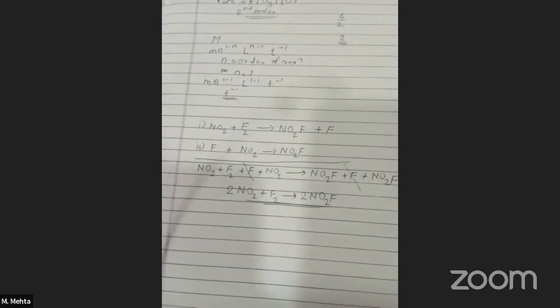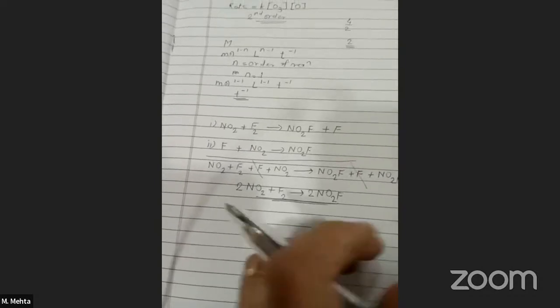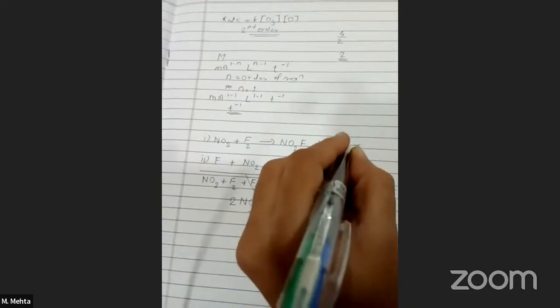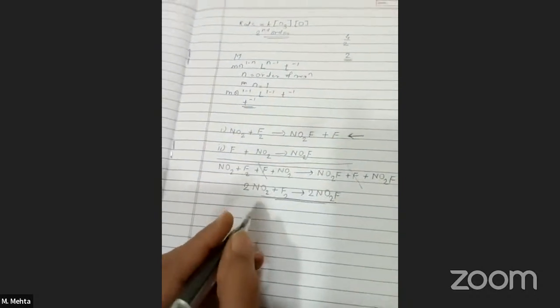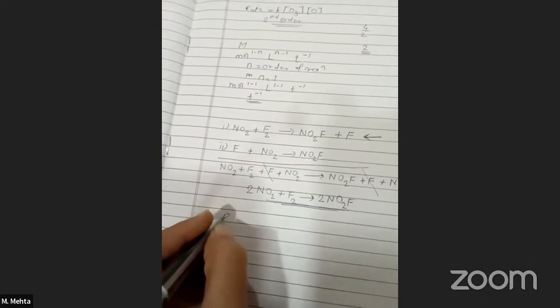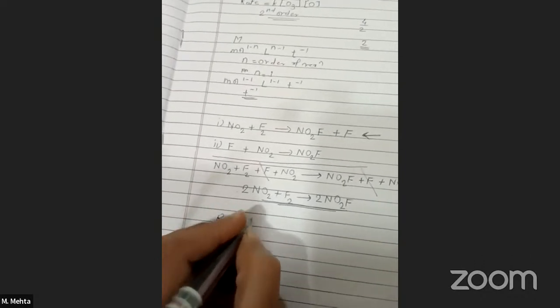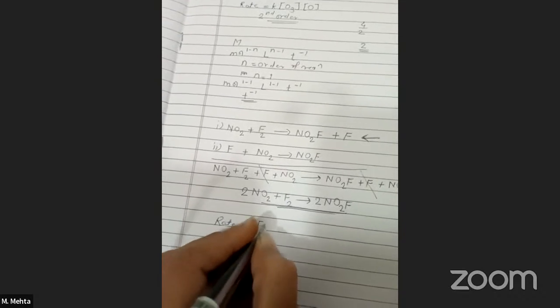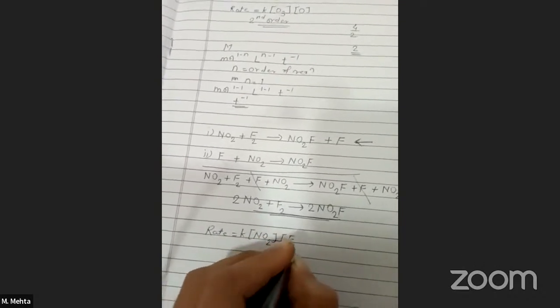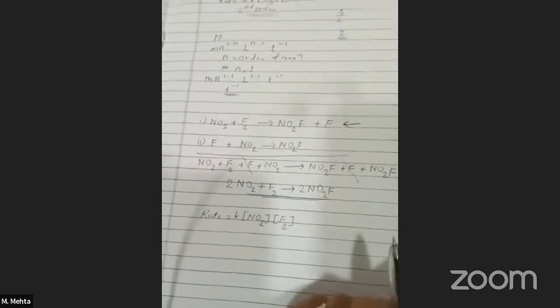Okay. And the second question is to write down the rate law. See, rate law is always written from your slow step. So here this first step is a slow step, so I can write the rate law from that first reaction. So rate is equal to K into concentration of NO2 into concentration of F2.